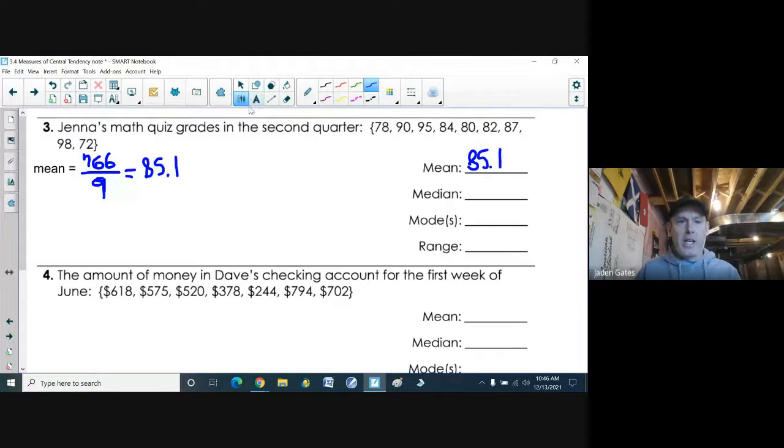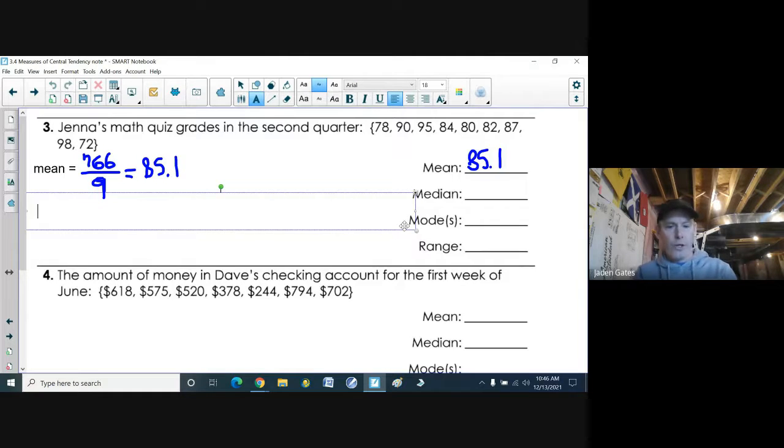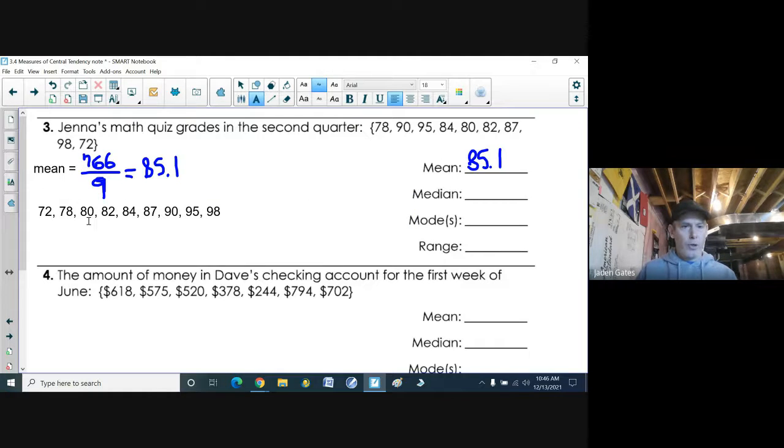All right, now the median. Again, this is where we have to arrange our numbers from smallest to largest. The worst she did was a 72, not bad. Then we got a 78 in there. Then an 80. Let's see, 82. 84. What else we got here? 87. Next up, 90, then a 95, and then a 98. All right, let's count them. Make sure I got them right. 1, 2, 3, 4, 5, 6, 7, 8, 9. I got 9 of them. Got the right number.